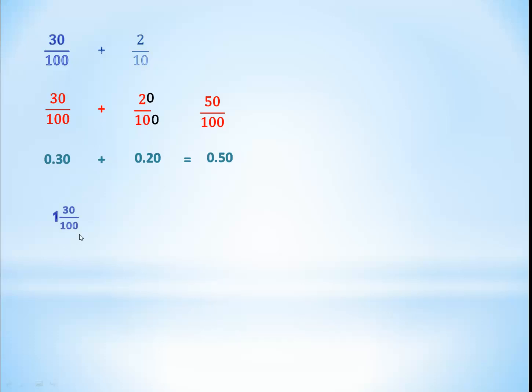1 and 30 over 100 plus 2 and 2 over 10. It means 1 and 30 over 100 plus 2 and 20 over 100. We will put a 0 to make them equal denominators. So 20 plus 30, whole number plus whole number, it will be 3 and 50 over 100. If I want to represent it as a decimal, 1.30 plus 2.20 will be 3.50. Thank you.